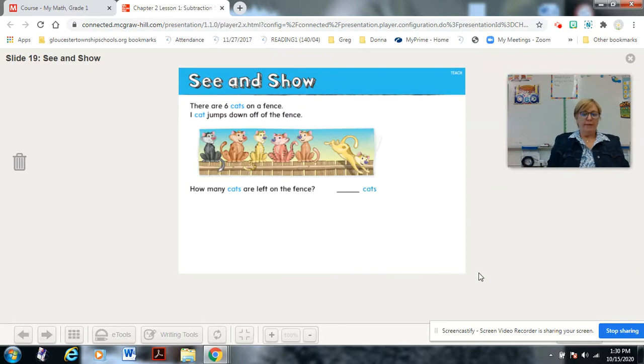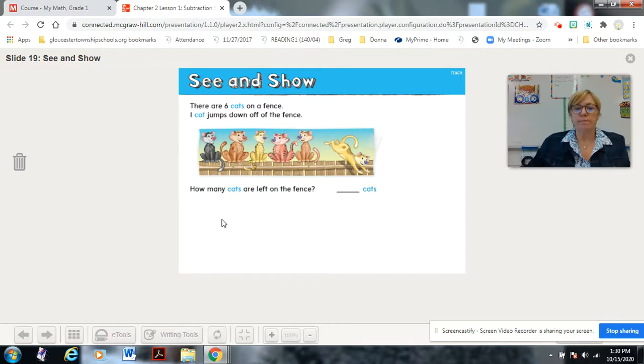Now we're going to look at the see and show. Okay. Now I'm going to read the top of this for you. And this, I will tell you, is a math story, subtraction story. Okay. There are 6 cats on a fence. 1 cat jumps down off of the fence. So let's check. So 1, 2, 3, 4, 5, and this is the 6th one. Now they're showing you that 1 cat jumps down off the fence.